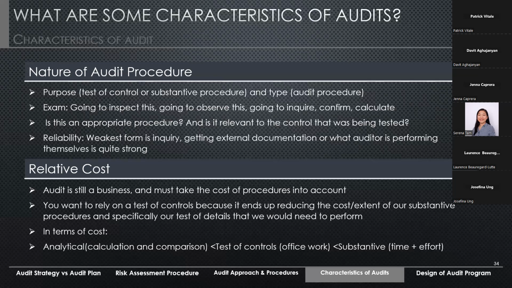So analytical procedures, that's what I mentioned. It's the lowest cost, and you just compare from last year, so it could be done very quick. Then test of controls, again, we want to see the test of controls. If they're higher up, that'll lead us to our substantive, because substantive is the one that takes the most time and effort.